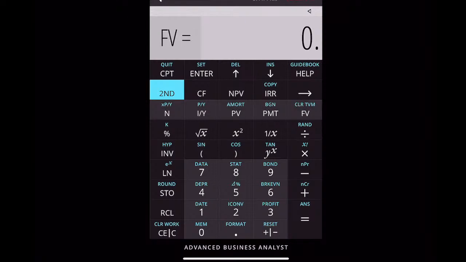We're also going to use the cash flow keys, the NPV, the IRR. We're going to use all of these. So this row, row number 2, row number 3 is going to be used, and I'm going to teach you how to use the stat mode in the calculator as well.